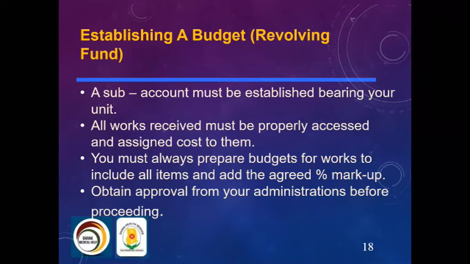You must always prepare budgets for works to include all items and add the agreed markup. So obtain approval from your administration before you proceed. Whatever plans you have made with your costing and everything, let your administrator, your immediate boss, have a look at it and approve of it. Because if you send a bill from your administration to a particular hospital, and they are not satisfied, they will call back to your administration to find out whether you are not coming there to bill them privately.